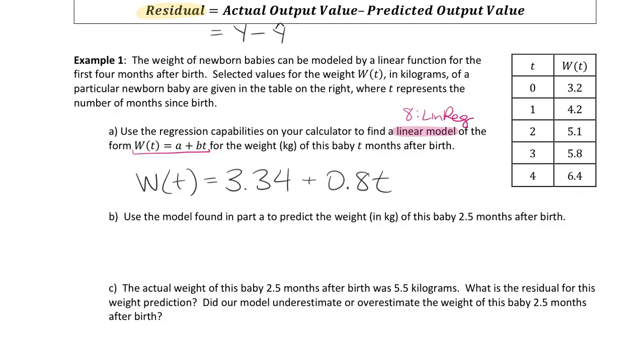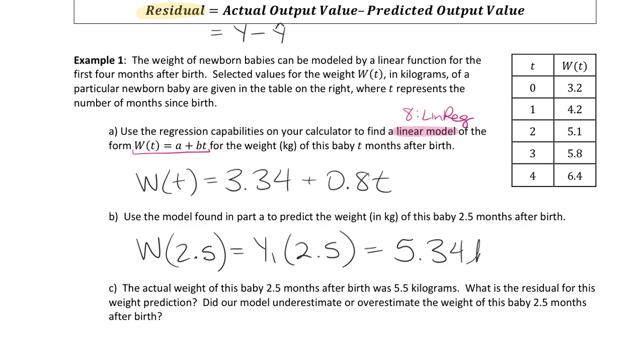Part B says, use the model found in Part A to predict the weight of this baby 2.5 months after birth. Because we have the Y1 already saved in our calculator, to find the weight when the months is 2.5, we're going to do in our home screen, Y1 parentheses 2.5. And yes, it should give us, like Shane said, 5.34 kilograms. This, my friends, is the predicted value.